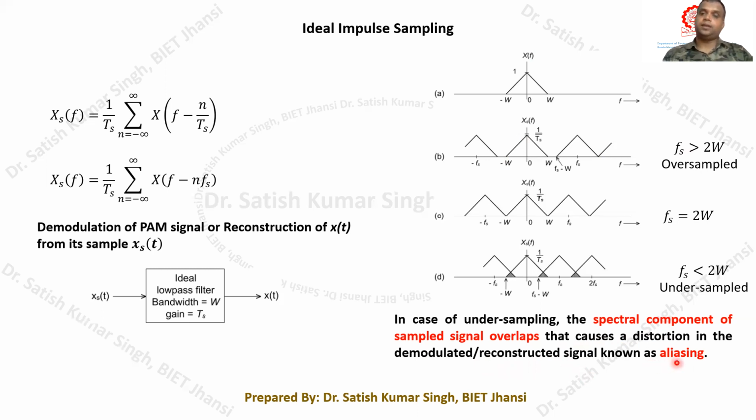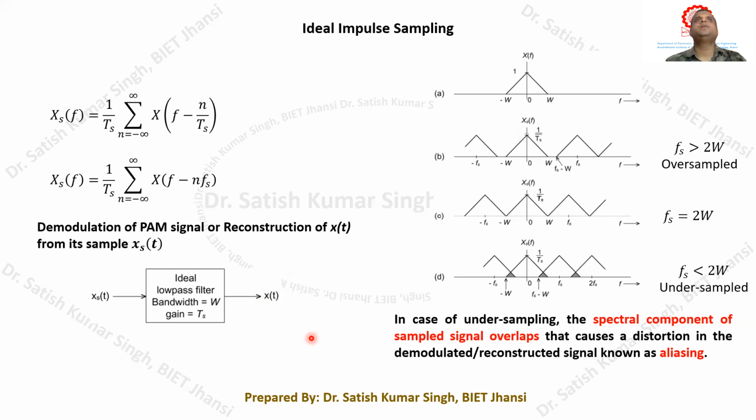You remember that that error is called aliasing. So I hope you are able to understand how to demodulate a PAM signal, or reconstruct x(t) from its sampled version. We have to sample it with the Nyquist frequency or greater than the Nyquist frequency, and then we have to pass it through a low pass filter with appropriate bandwidth, so that we can get back the original message signal. So I hope you are able to understand how this ideal sampling is performed.